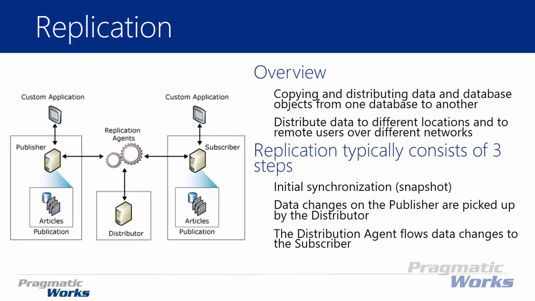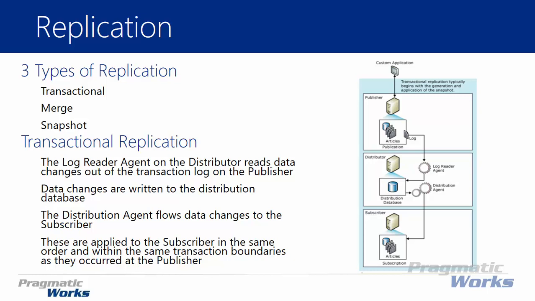Replication typically consists of three steps. We're going to have our initial synchronization, otherwise known as our snapshot. Our data changes on the publisher are picked up by our distributor, which we described a little earlier on, and the distribution agent flows those data changes to our subscribers. So it's important to mention here that typically you have three types of replication that are spoken of in the community: your transactional, your merge, and your snapshot. You'll also hear about peer-to-peer occasionally.